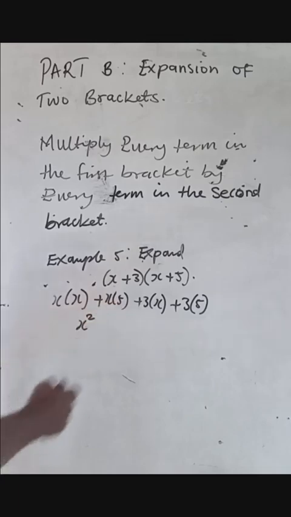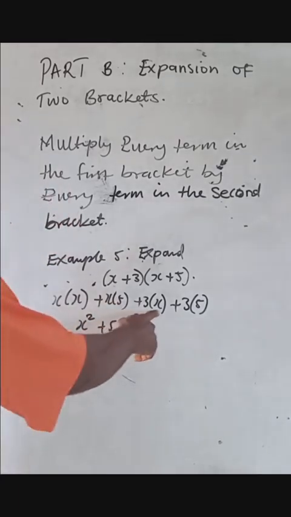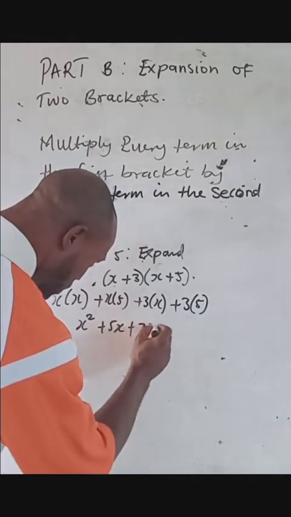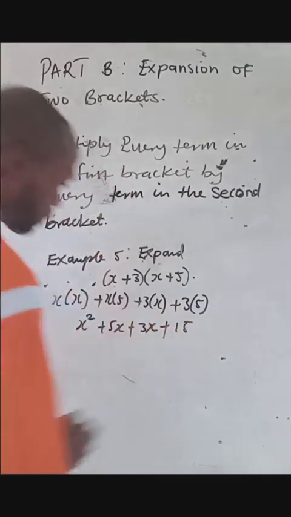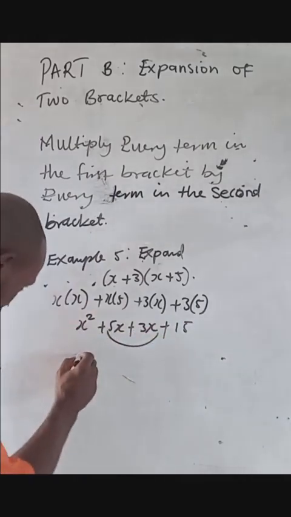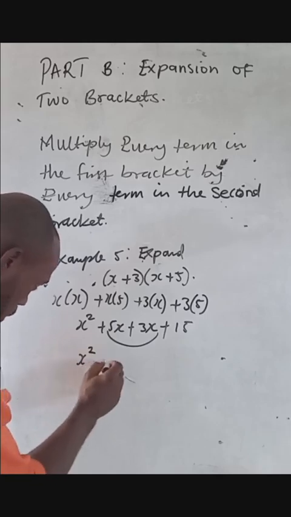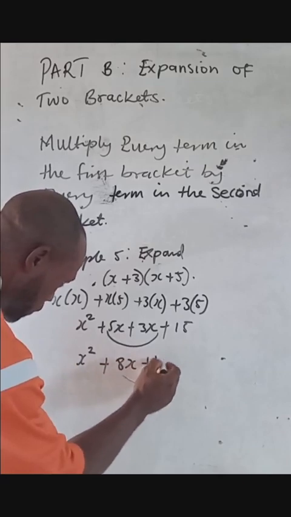X multiplied by 5 is 5x. 3 multiplied by x, 3x. 3 multiplied by 5, 15. So if we add these two together, the result is going to be x squared plus 8x plus 15.